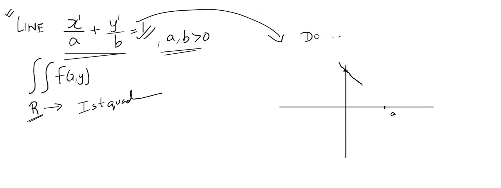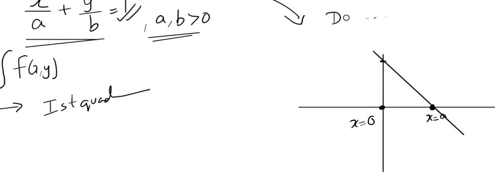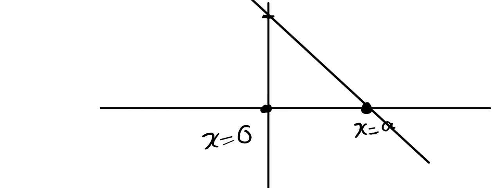So what's the specialty of this line? It will cut the x-axis at a comma 0 and the y-axis at b comma 0. So in other words, this particular point is x equal to a and this particular point is x equal to 0. Okay, now as always I'm going to magnify for your advantage. Now look at this. This is the required region. First quadrant bounded by the line, that means above the x-axis towards this side.